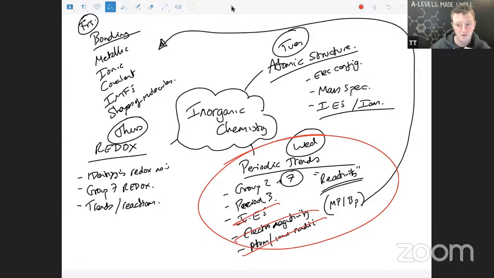Are we going to cover thermal stability of group 2 carbonates? We can do, I suppose, but that is just for EdExcel. I don't know how many EdExcel people we've got in here. So I'll tell you what, we'll talk group 2.